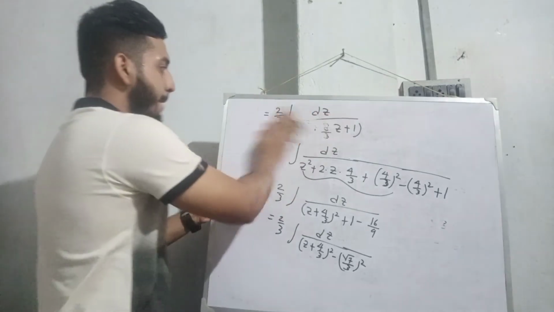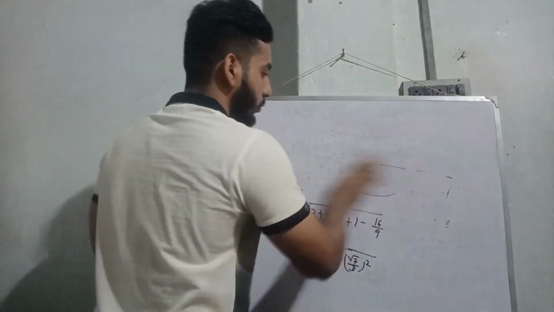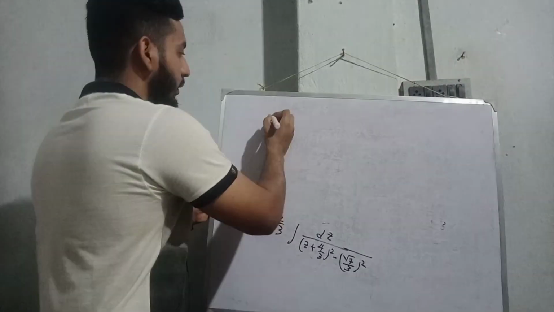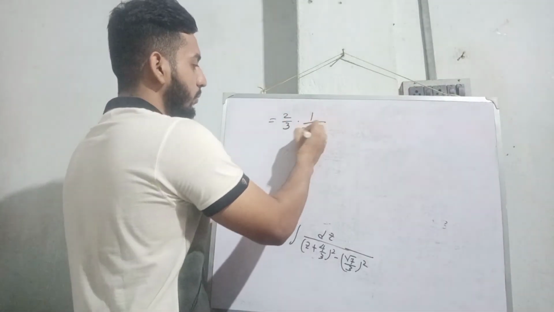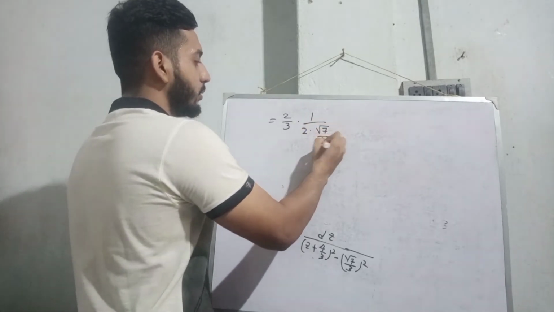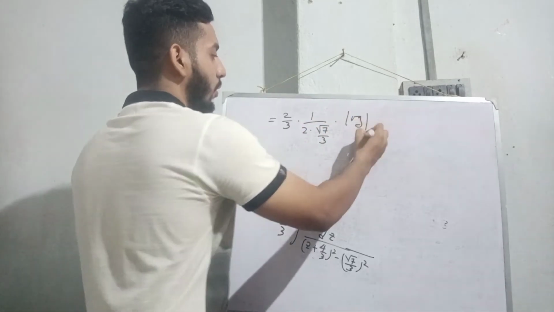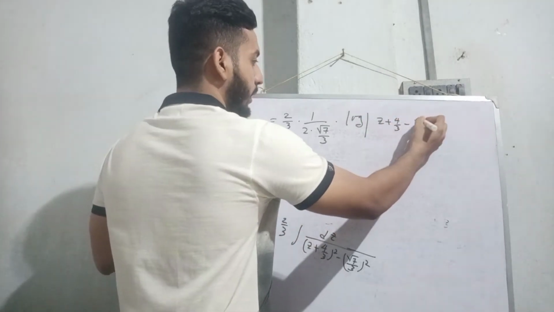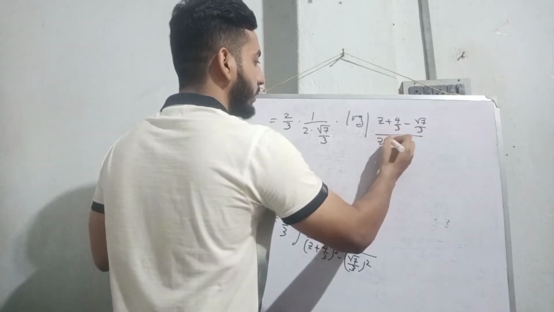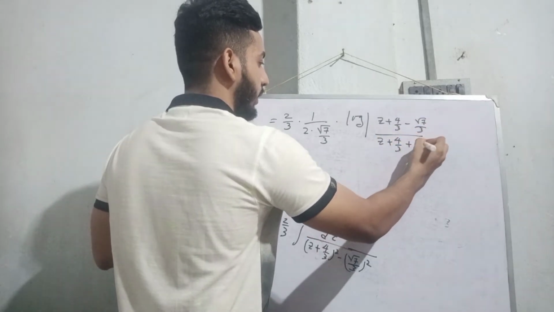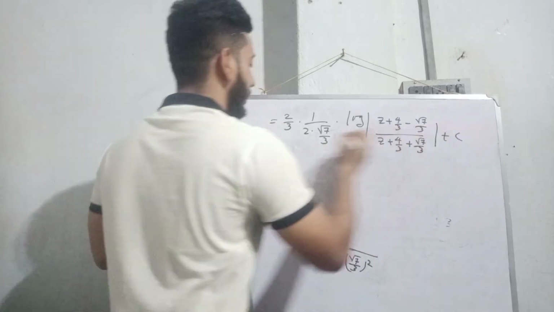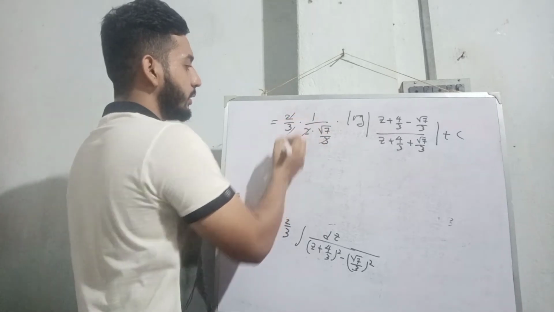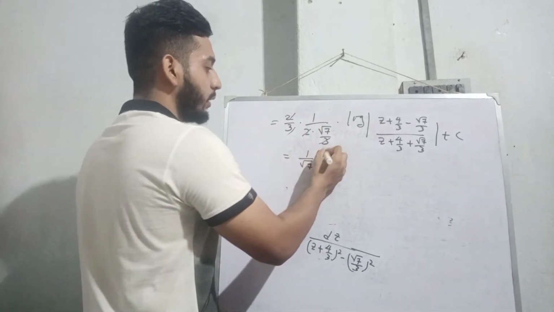So it will become 2 by 3 into 1 by 2a, with a being root 7 by 3, into log mod of x minus a by x plus a, plus c. Now 3 and 3 will be cancelled out, and 2 and 2 will be cancelled out. It will become 1 by root 7 log.